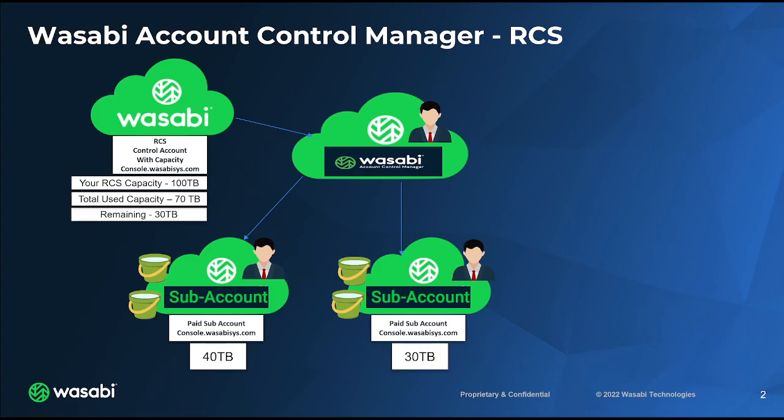So in this instance, this second sub-account has uploaded 30 terabytes of data. So you can see what's now happened to the RCS capacity. Started off at 100. The sum of both of the sub-accounts is 70. So now remaining is 30 terabytes. And again, all the accounting information for sub-account number 2 there is held up in the account manager console.